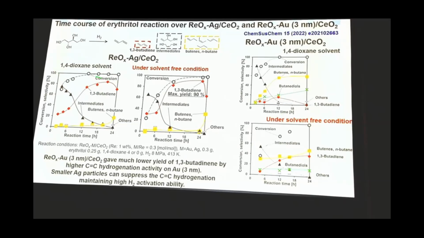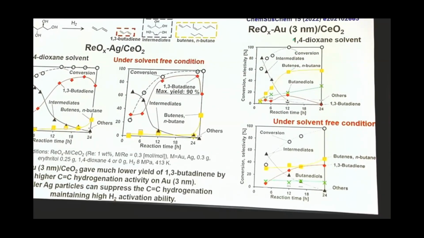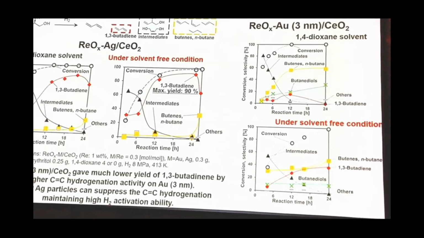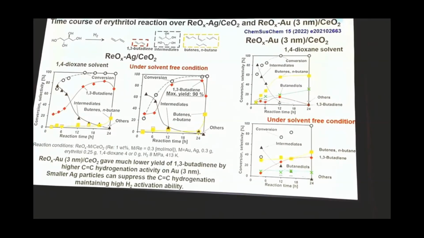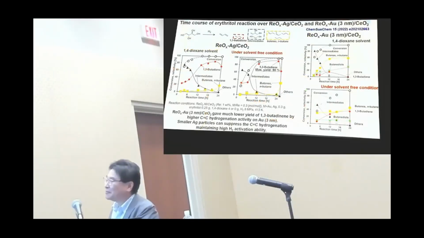In the silver case, a very high yield of butadiene is observed, but the rhenium gold ceria can give a very low 1,3-butadiene yield. The conversion shows similar behavior, like this.